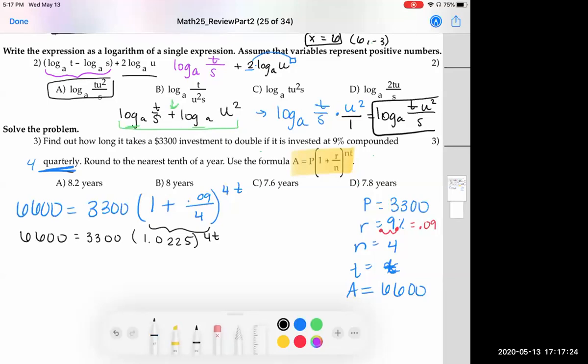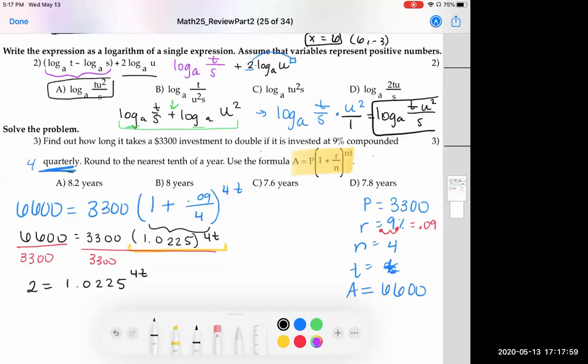6,600. All right. We want that variable with the exponent isolated so I can take the log of both sides and then bring it down. So I need to divide both sides by 3,300. All right, and that gives us 2. 2 is equal to 1.0225 raised to the 4t.